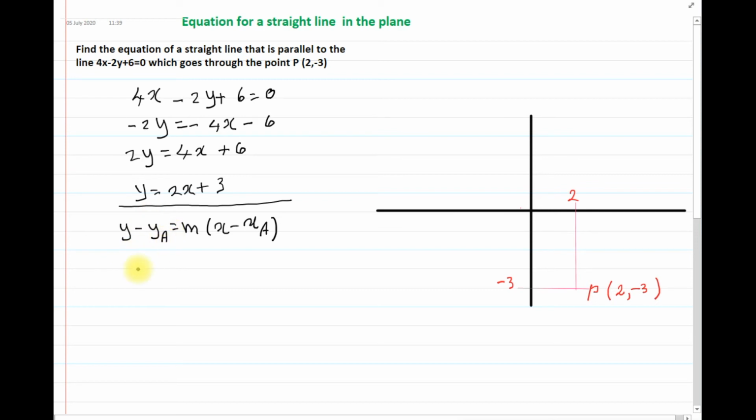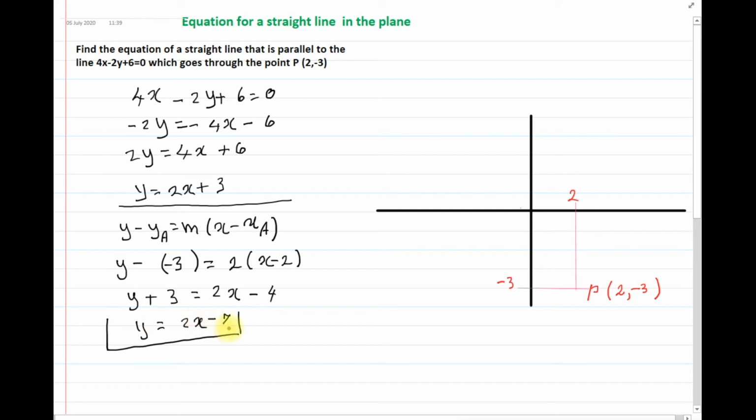So here ya is minus 3. So I write y minus minus 3 is equal to, the gradient is 2, times x minus 2. This will give me y plus 3 is equal to 2x minus 4, which gives me y is equal to 2x minus 7.